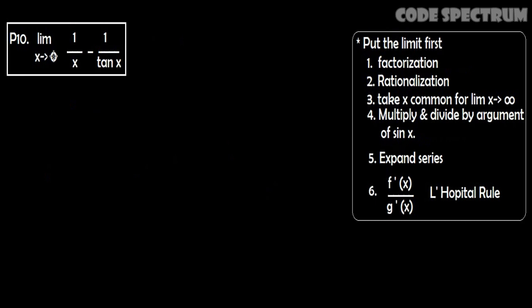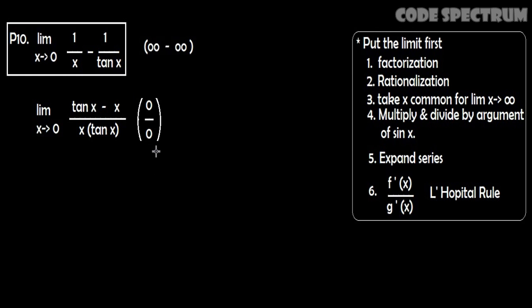Let's take another problem. Limit x tends to 0, 1 by x minus 1 by 10x. In this problem, if you put the value of x here, it will be infinity minus infinity. So it is a problem of infinity minus infinity. In this case, you need to cross multiply the terms which are in denominator. So it will look like this. Now if you notice here, if you put the value of x as 0, it will be 0 by 0. So we converted the infinity minus infinity form into 0 by 0 form. Now what you can do is, you can use the L'Hopital rule to further find the derivative of the numerator and denominator.